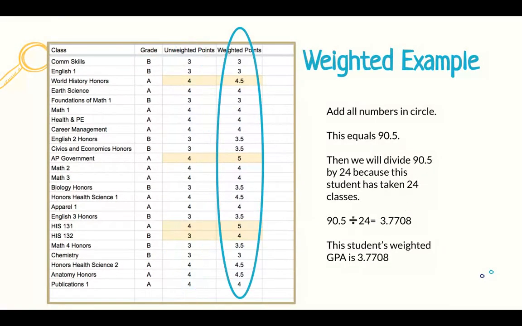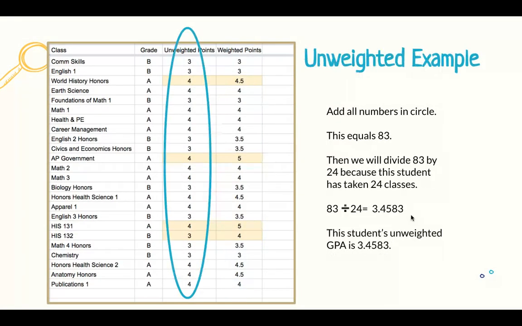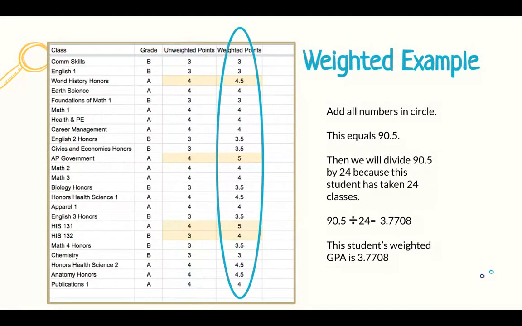To calculate your weighted GPA, you're going to add up all of the weighted points. For this person, that's a 90.5. Divide that by 24. Their weighted GPA is a 3.7708. So again, this person's unweighted GPA was a 3.4, but their weighted GPA was a 3.7 because they'd taken extra honors, AP, and college classes.